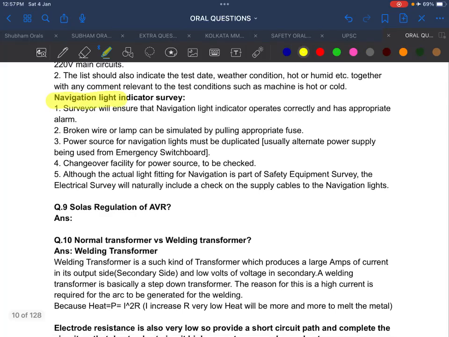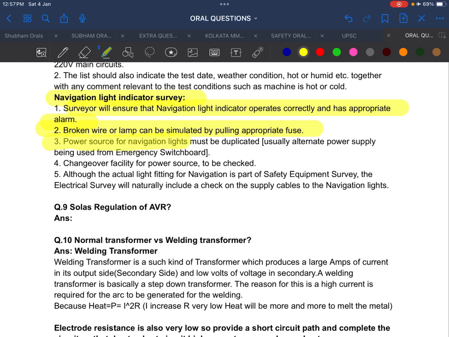And then they are checking the navigation lights. What they are checking: the surveyor will ensure the navigation light indicator operates correctly and has the appropriate alarm. A broken wire and lamp can be simulated by pulling the appropriate fuse. They are checking by just removing the fuse, and whether the alarm will trigger or not.